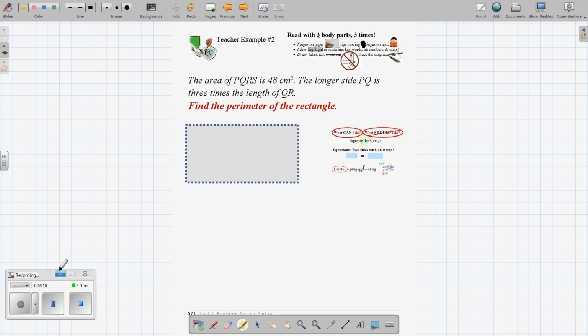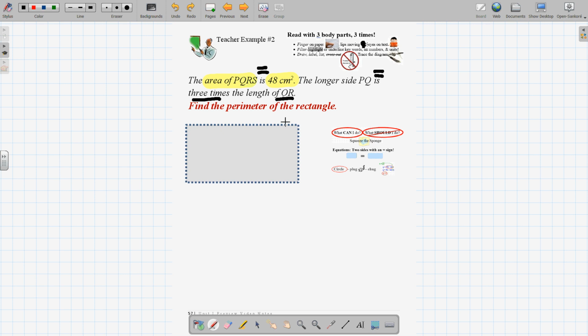Now we are going to highlight keywords. We have area is 48. That's an equal sign. The longer side is 3 times the length of QR. Find the perimeter.